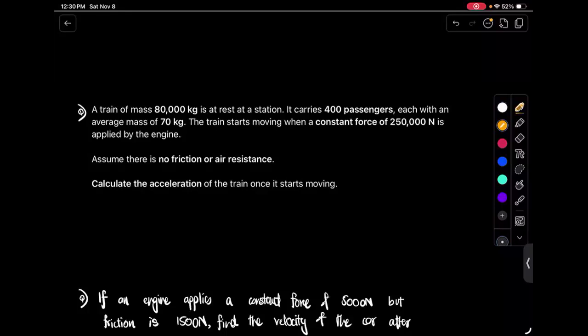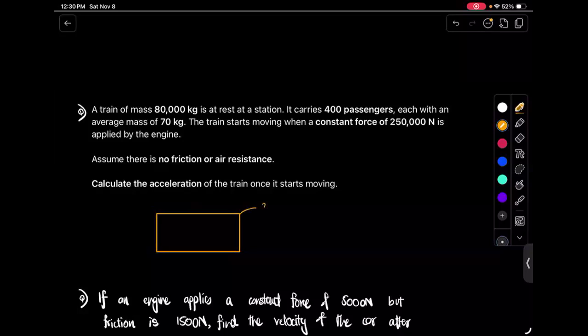A train of mass 80,000 kilograms is at rest at a station. It carries 400 passengers, each with an average mass of 70 kg. Okay, let's draw the train. So the train has a mass of 80,000 kilograms and it has 400 passengers. So their total mass is 400 multiplied by 70 kilograms. And it says that the train is pushing with a constant force of 250,000 newtons. And it says calculate the acceleration of the engine.